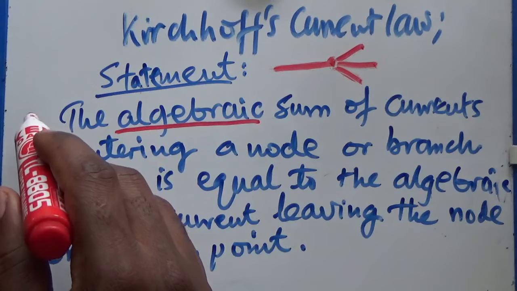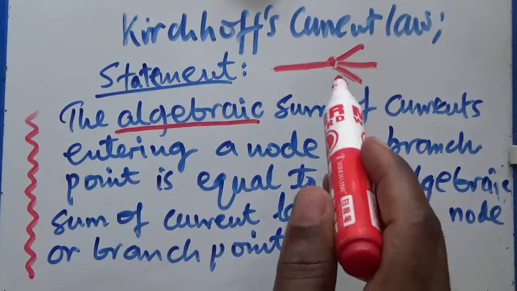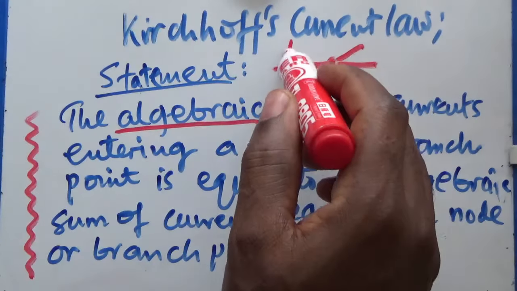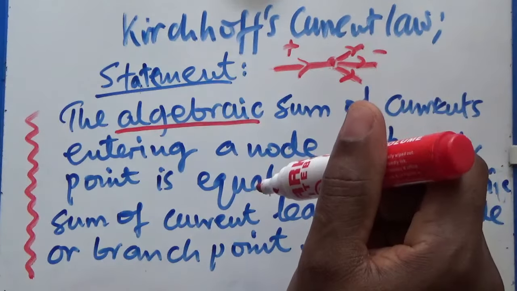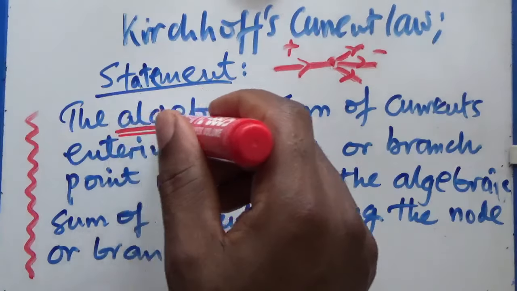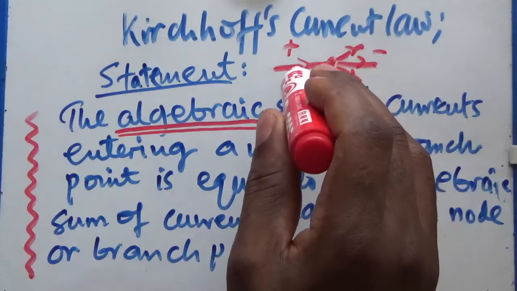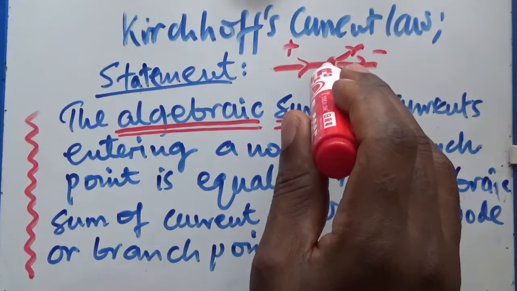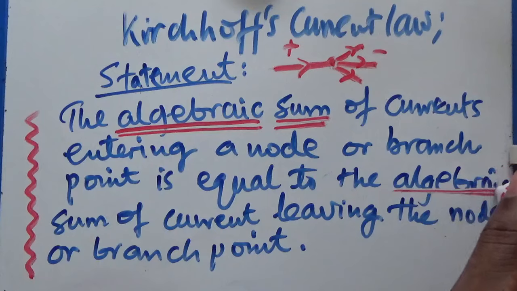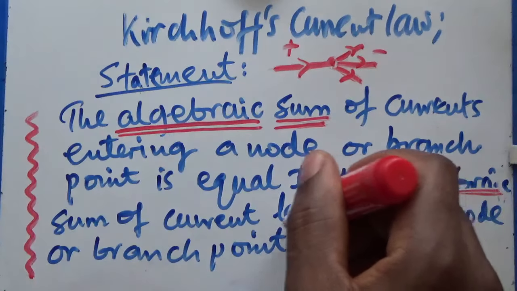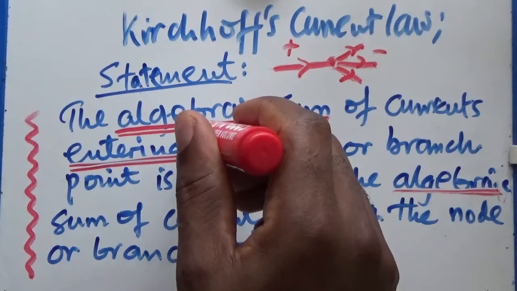The key word here is that if entering was to be taken positive, then leaving this branch point, we shall take it as negative. That is the idea of the algebraic sum. If we sum all those which are entering, that will be equal to the algebraic sum of those which are leaving. The ones which are leaving will be negative if the ones entering are taken as positive.